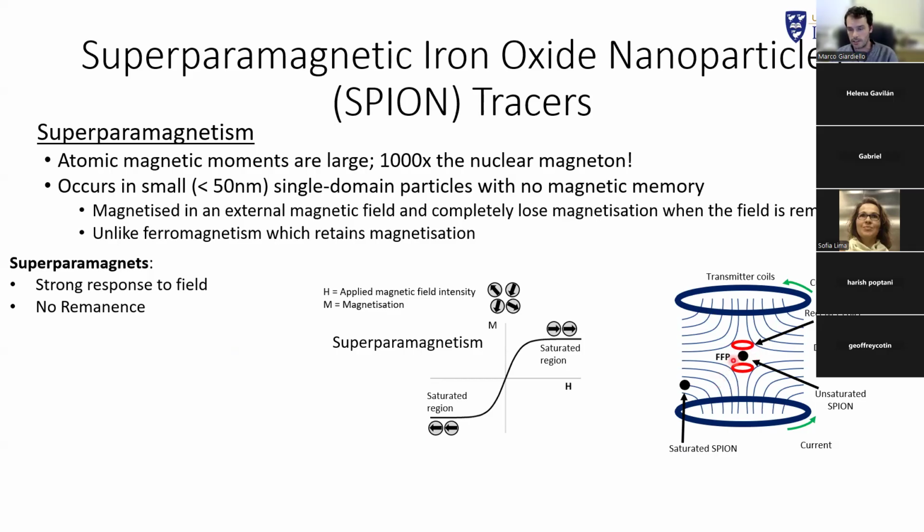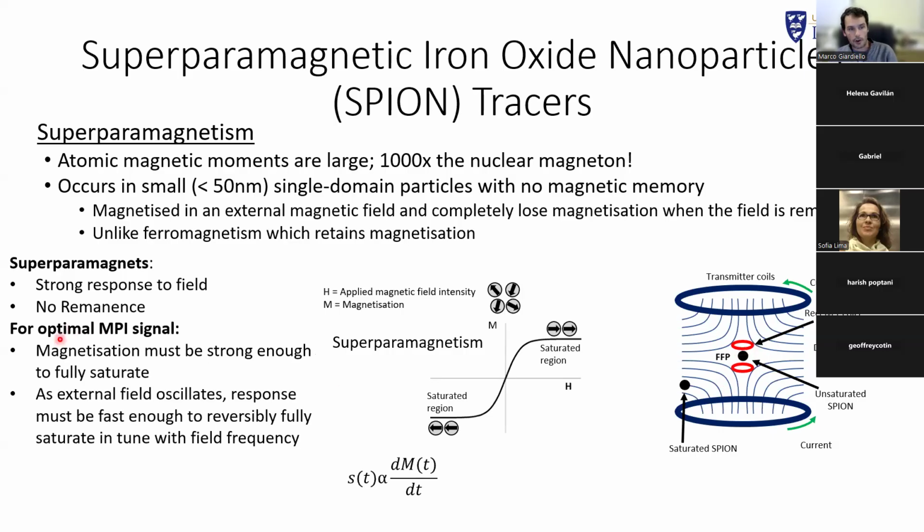You don't want it to stay a bit magnetized. You also don't want it to be only slightly magnetic. You'd only want it to be affected when it's fully saturated. So in other words, you want it to switch off and on as fast as you can. So for optimal signal, you want your magnetization to be strong enough to fully saturate, so it has to be quite a susceptible particle. And as the field oscillates, you want this to be fast enough to fully saturate and fully unsaturate so it doesn't lag behind the drive field that you have. You wouldn't want it to retain any magnetism. You want it off and on as fast as you can.